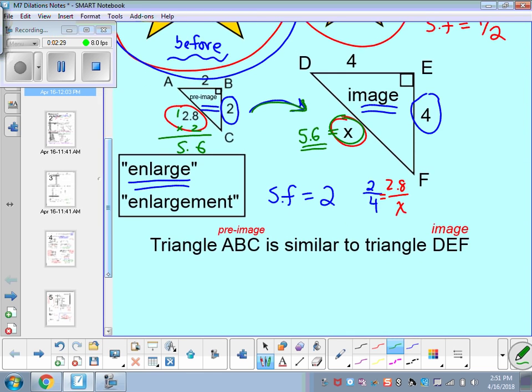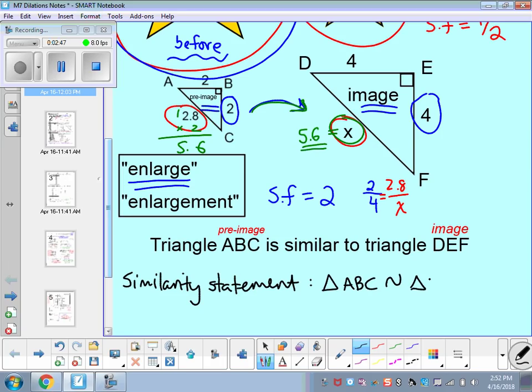And one final thing I wanted to review was this thing called a similarity statement. What the similarity statement does is it allows you to find out which sides correspond and which angles correspond. So triangle ABC is similar to triangle DEF. That lets us know angle A corresponds to angle D, angle B corresponds to angle E, and angle C corresponds to angle F. All right?